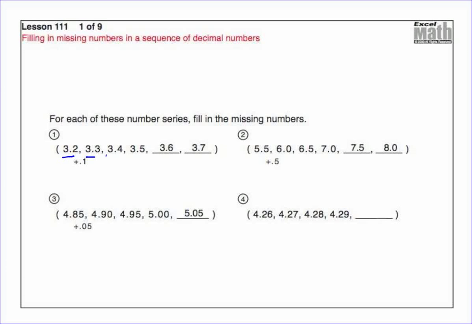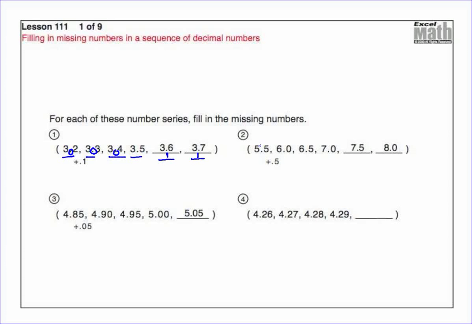3.2, 3.3, 3.4, 3.5, and they filled in 3.6 and 3.7. Sometimes the easiest way to do these is to kind of ignore the decimal point and just pretend like it's not there. Now you do have to write that into your answer, but it helps you to see the pattern. You got 32, 33, 34, 35, 36, 37. But then we put the decimal point back in, you get 3.6 and 3.7.